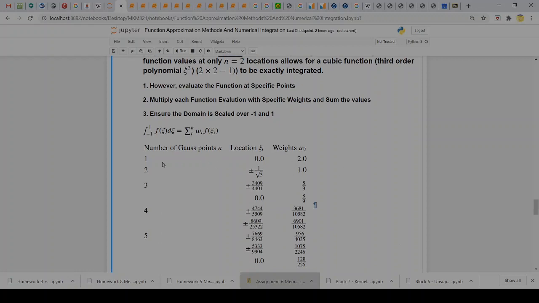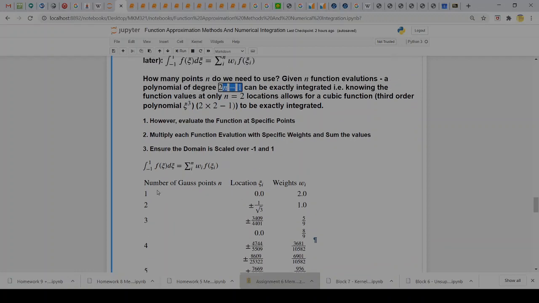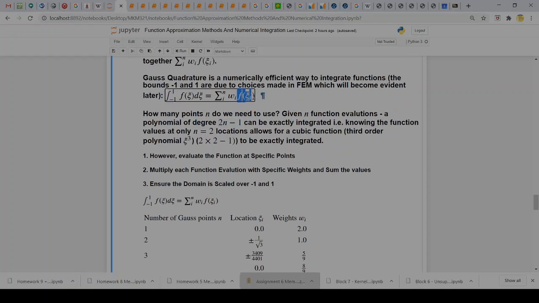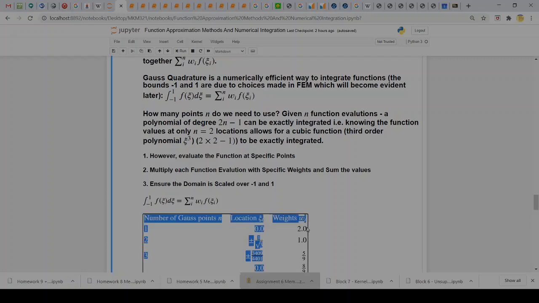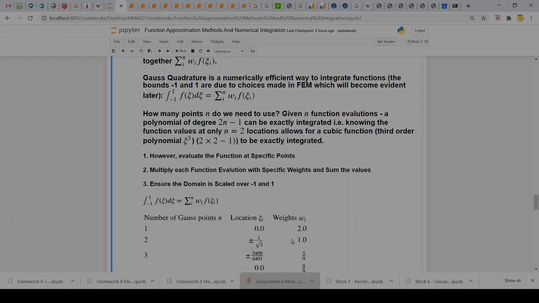Any linear polynomial I can integrate exactly using only 1 Gauss point. So what I have to do is evaluate that line at 0, and multiply by the weight of 2. That answer is then the same as the integral from -1 to 1. Now, if I have 2 Gauss points, I can integrate a third order polynomial exactly. Anything up to a cubic I can integrate exactly.